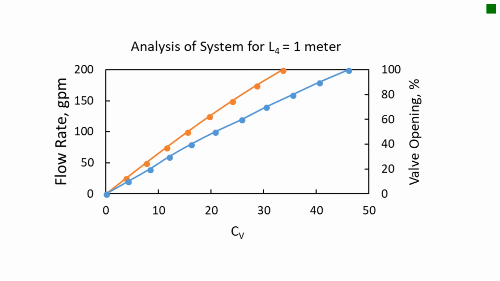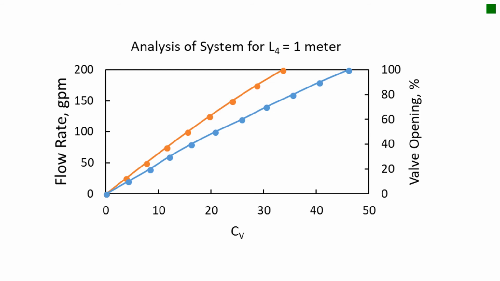Here we're looking at a plot in which I varied the flow rate using that linear control valve that we just selected before. I changed the flow rate in the pipeline, varying it from 0 to a maximum of about 200 gallons per minute.